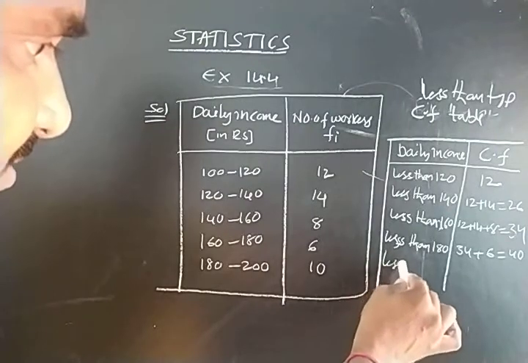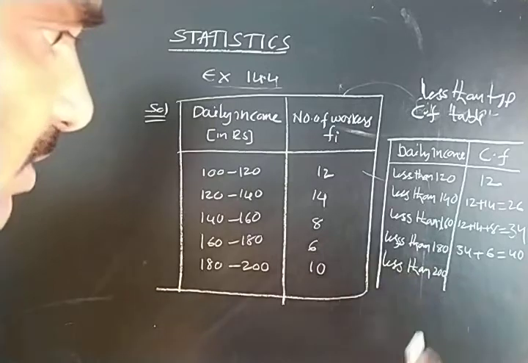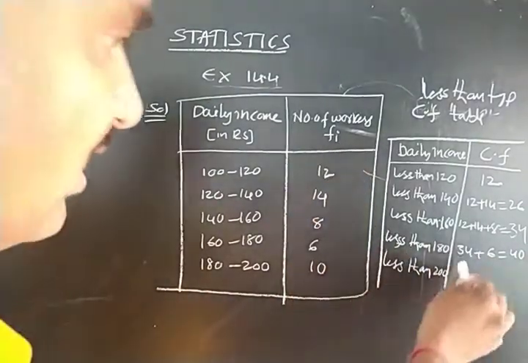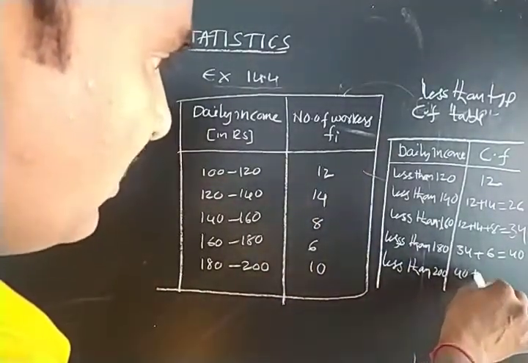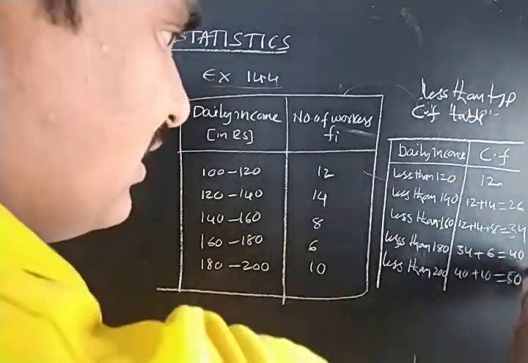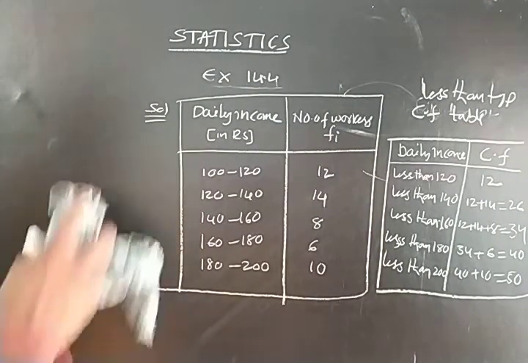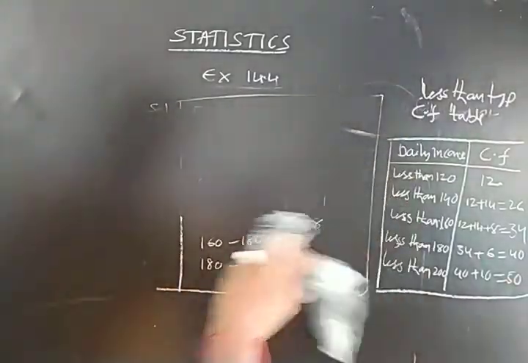Last one, less than 200. Less than 200 means adding all this we got 40 workers plus 10 workers, total 50 workers. Now I got the less than type cumulative frequency table. Now using this table we can draw the less than type curve, which is called OJ curve.